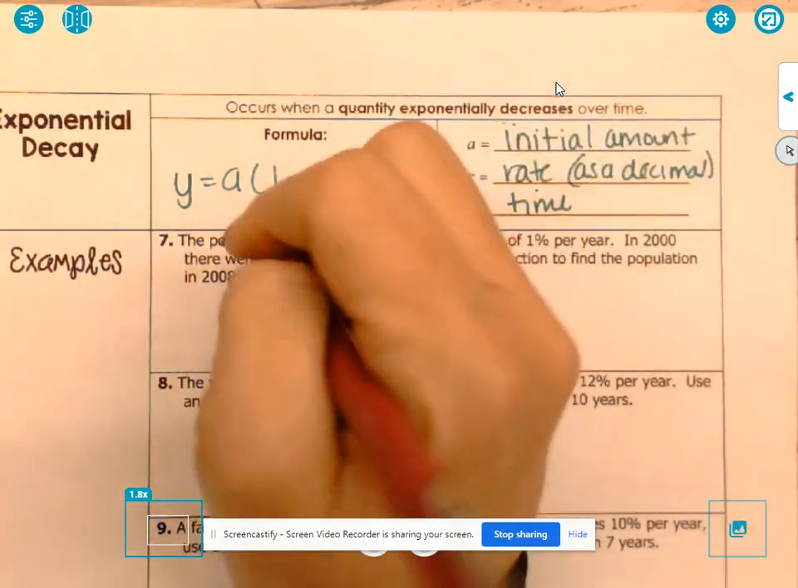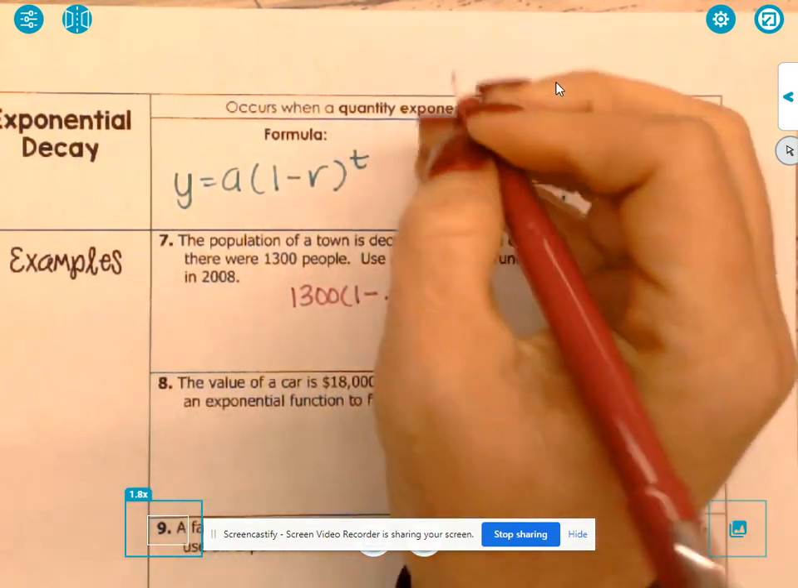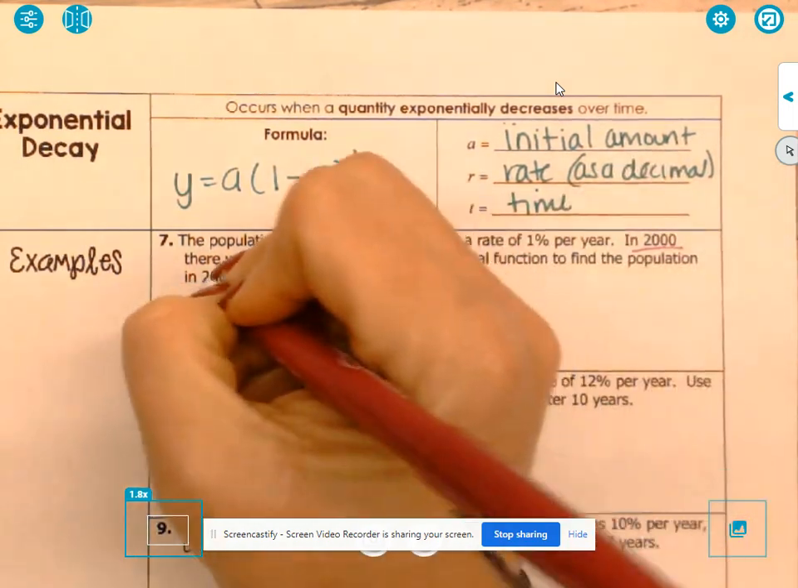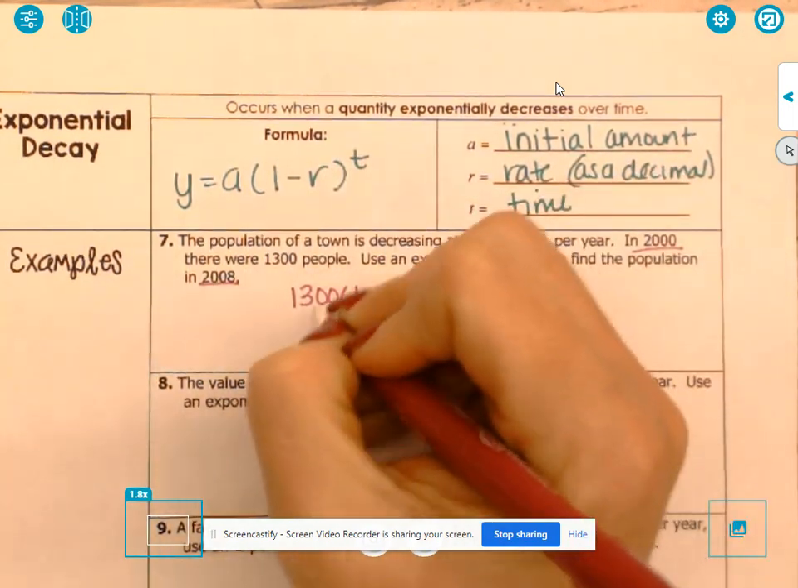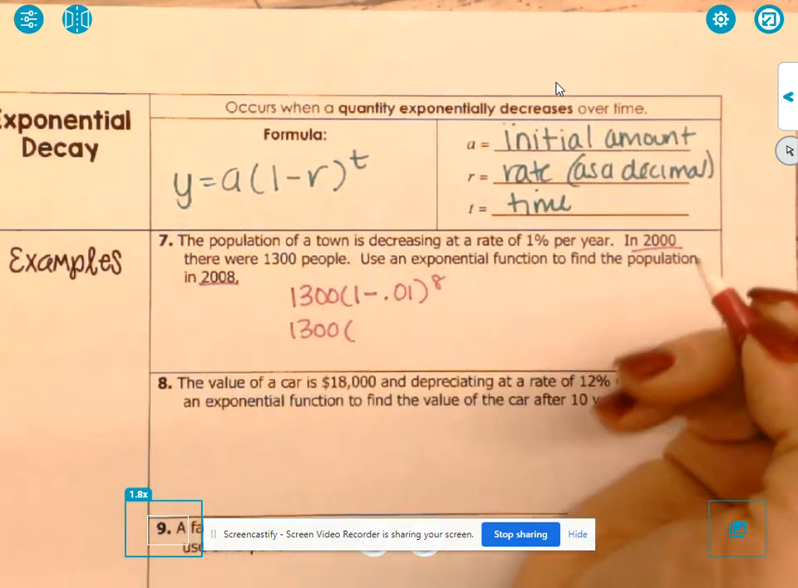All right. So here we go. Population of a town is decreasing at a rate of 1% per year. In 2000, there were 1,300 people, so I'm going to start with 1,300. It is decreasing at 1% per year. So 1 minus 0.01. And again, from 2000 to 2008 is going to give me 8 years.